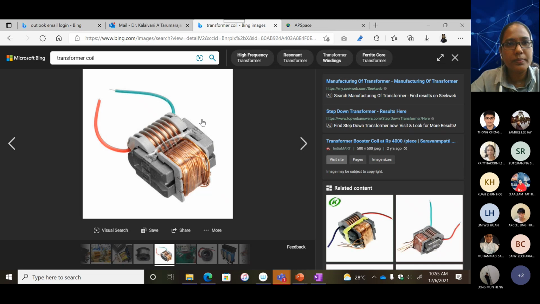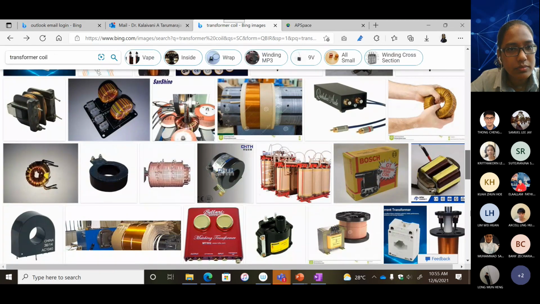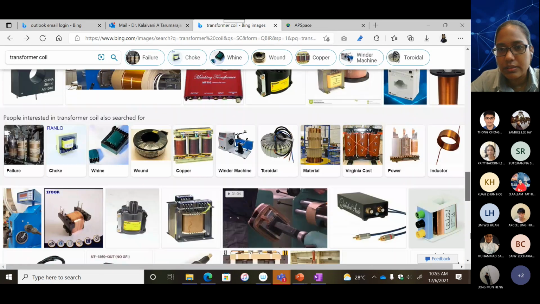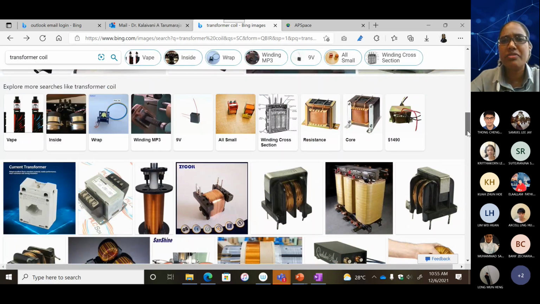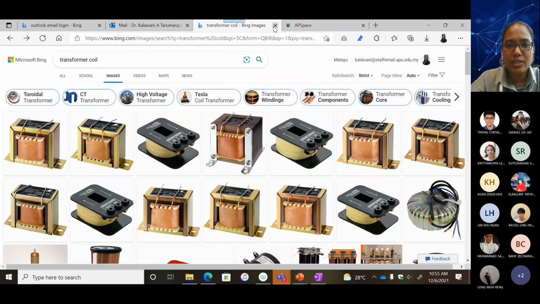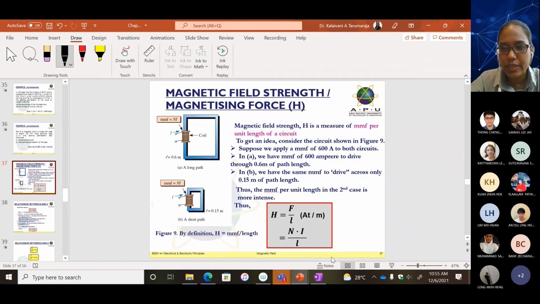Now, you will learn this in a different module. So let's go on with our chapter here and just continue.